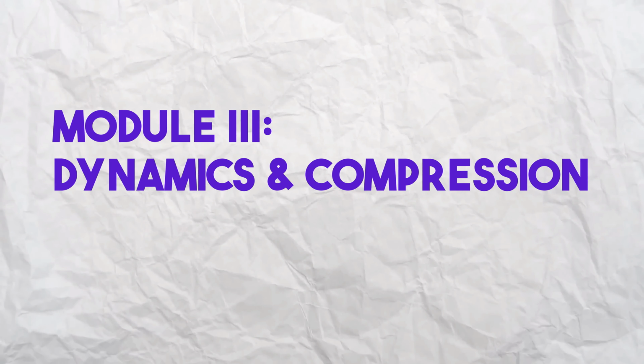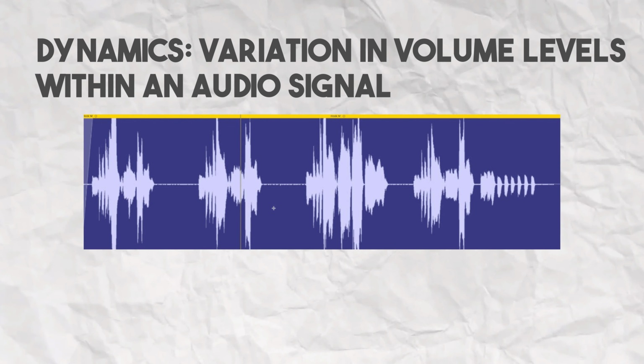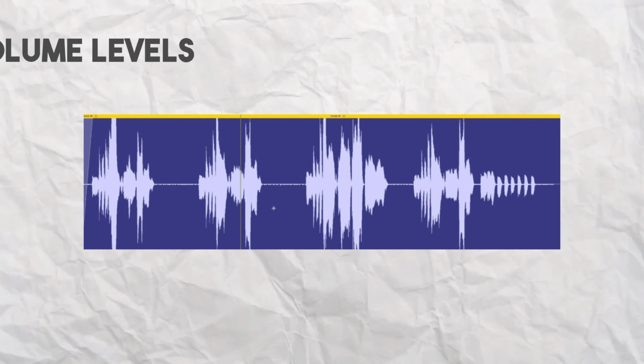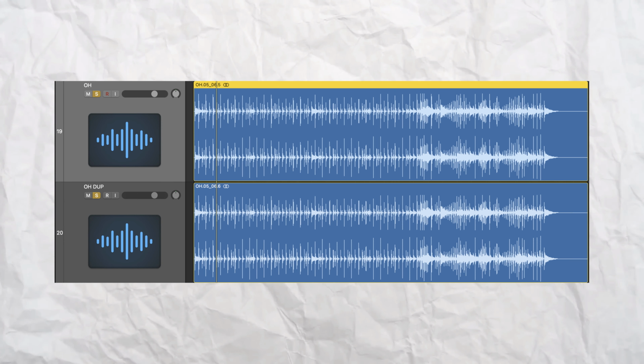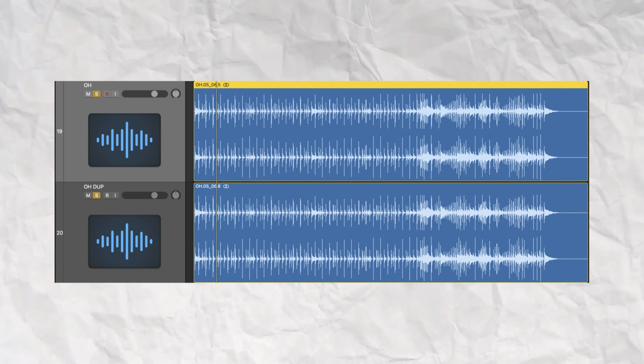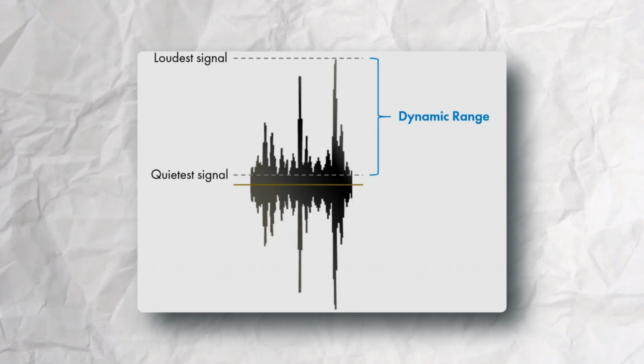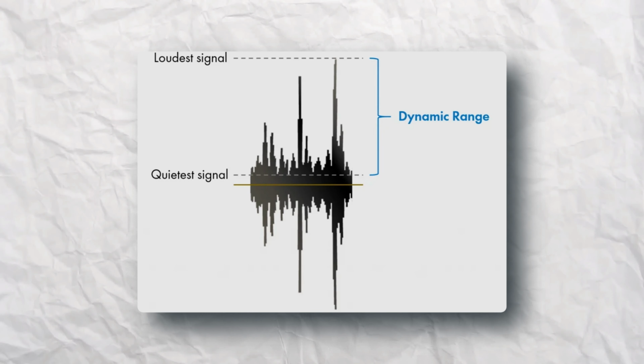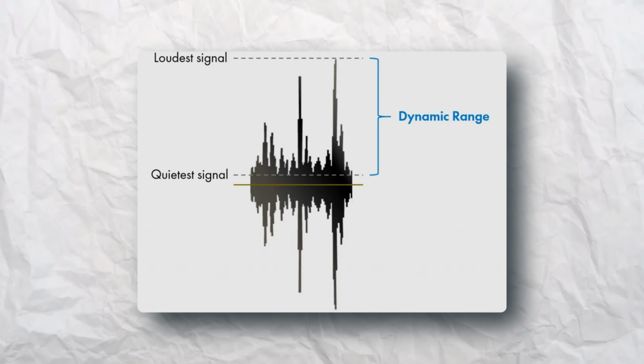When it comes to audio, dynamics refer to the variation in volume levels within an audio signal. Think about a drum recording or a vocal track that shifts from loud to soft throughout a song or vice versa. And the upper and lower limits of the variation, the difference between the loudest and softest levels, define the dynamic range, but more on that later.